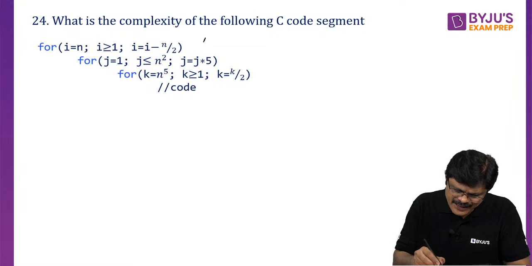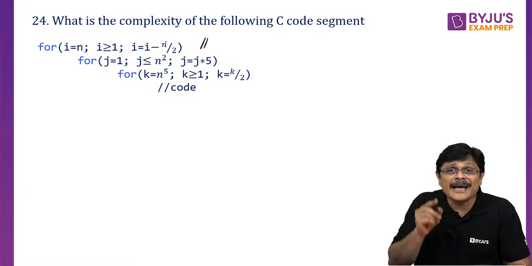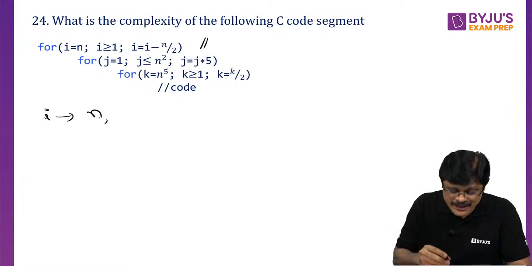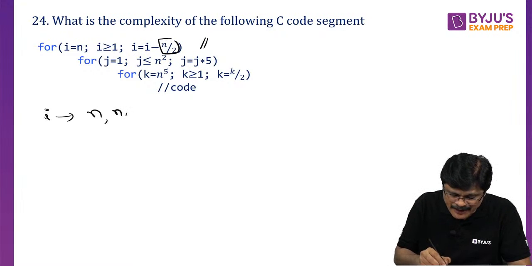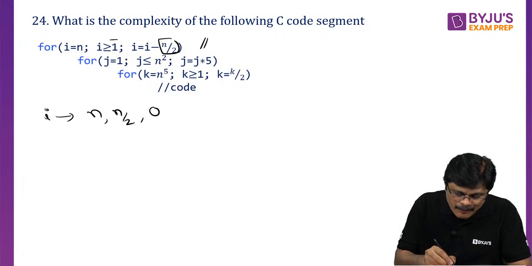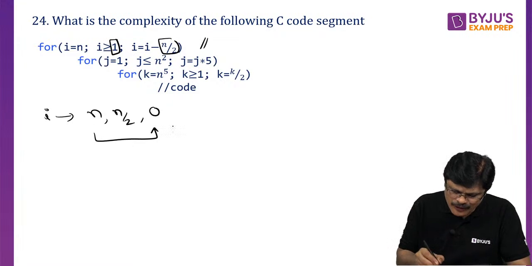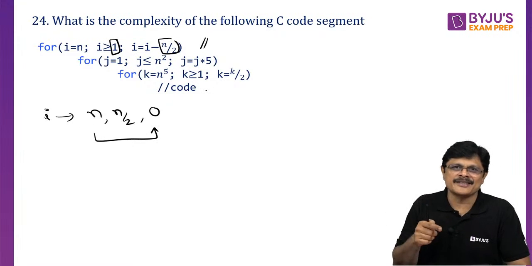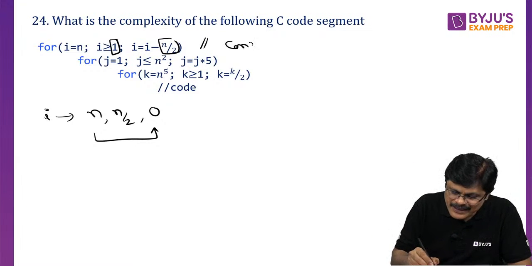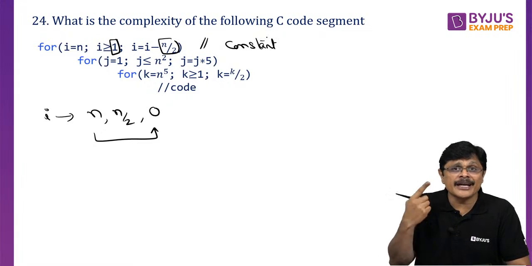Now look here, the outermost loop. You start with n, and every time you are reducing it by n by 2. So n minus n by 2 is n by 2. Next time you reduce it by n by 2, it becomes 0, because it is not greater than or equal to 1, you come out of the loop. So it takes only 3 iterations. In the third iteration you come out of the loop, so it is constant. Here it is not depending on the rule. So don't think that every time you apply the rule only.